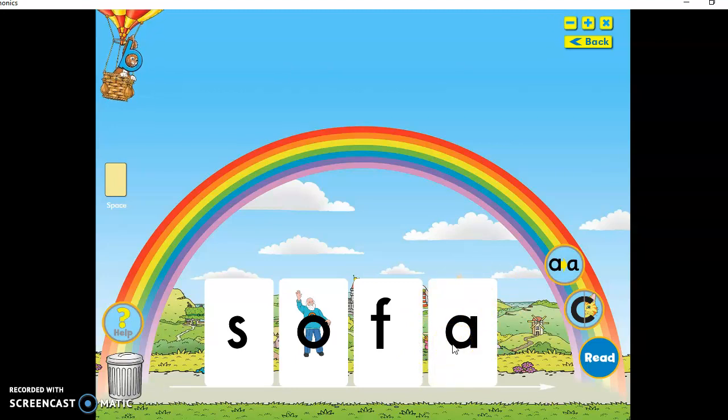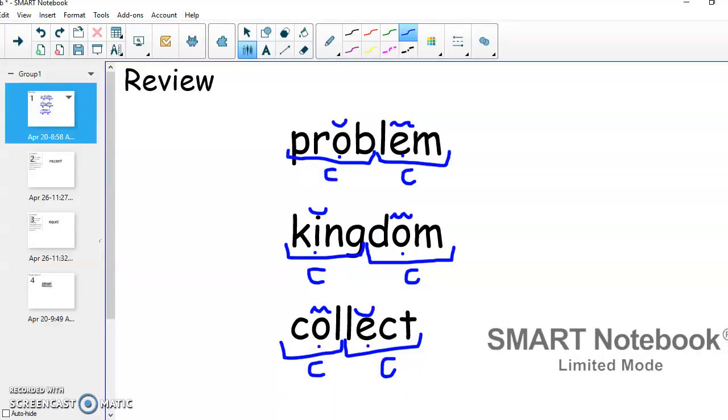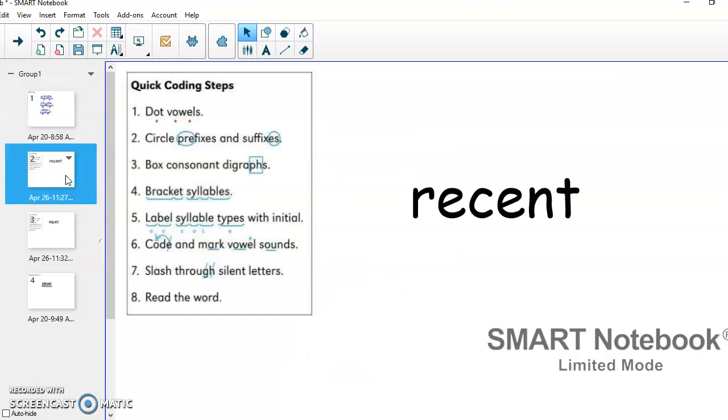Okay? All right, so let's look, because I have a couple of words to look at that I can't make with my cards. I don't have the sounds that I need. We're going to look at these, and I put the steps for quick coding on here. Let me show you real quick where you can find those.